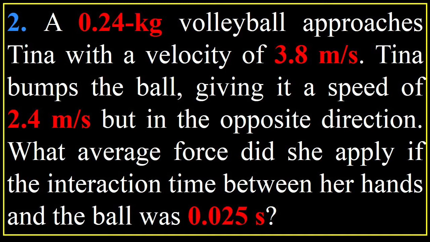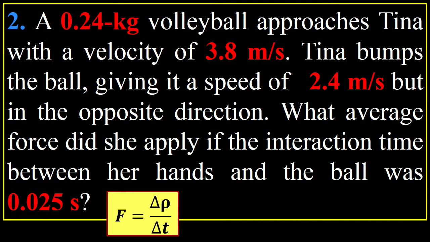Well, it says 0.24 kilogram volleyball approaches Tina at 3.8 meters per second. So the ball is applying a force on Tina, and Tina is applying a force on it. The bounced ball is going to be going at negative velocity, and the original velocity is 3.8, so that's going to be a positive force. So Tina's going to apply a negative force.